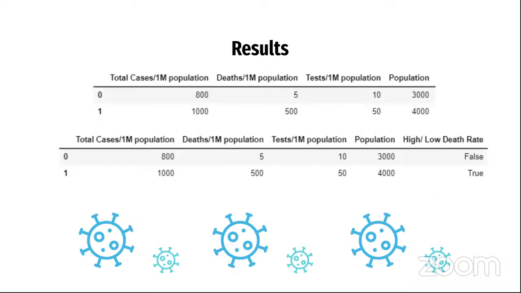Finally, what we did is that we made up countries to see if this machine learning model is also able to categorize this data. So we created a country that is having only 5 deaths compared to another country that is having 500 deaths. And eventually our machine learning model was able to identify the first country to have a low death rate, which is true, 5 is not a lot, and to have a high death rate for the other country that was having 500 deaths per 1 million population.